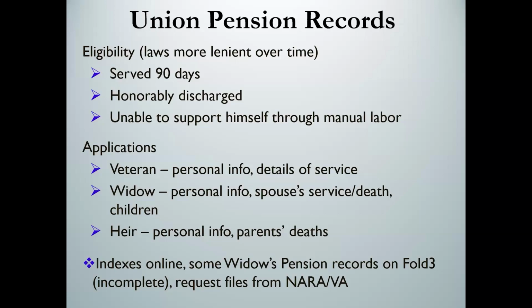By 1890, I believe, it was pretty much, if you've made it this far, you get a pension. So they eased up on the eligibility over time. The applications, you have the veterans, and they'll have personal information. They have details of their service, and they will also possibly, not always, have, like for mine, I have a Robert Williams, bless his heart. He had his wife's name, when they got married, all of his children listed and their birth dates. And it can vary from pension to pension on what personal information is in there.